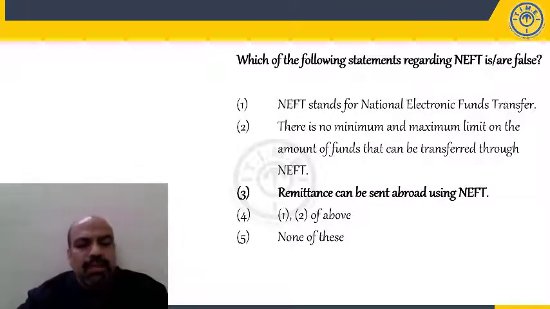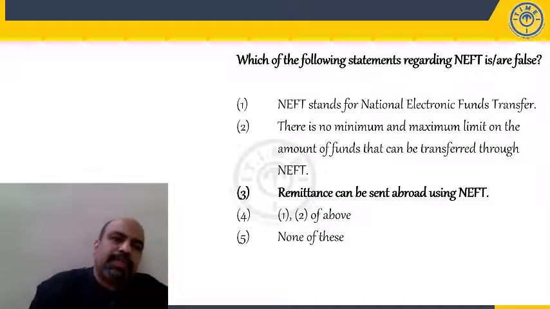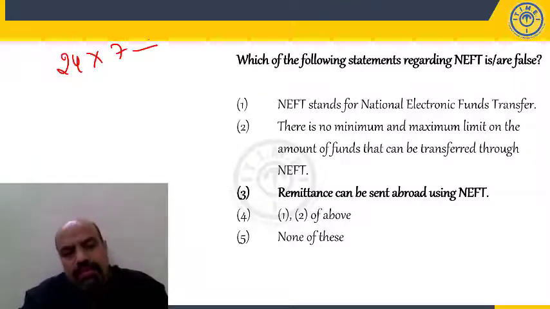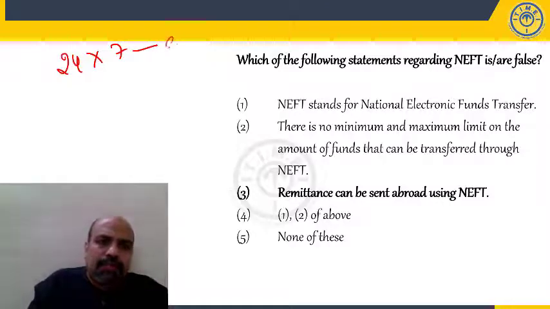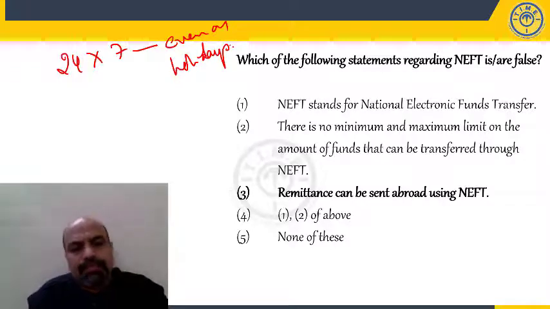Next. Available 24 by 7. It's 24/7, even on holidays. Full stop. Next point.